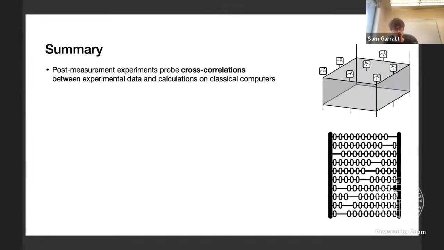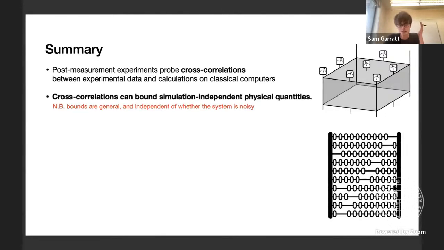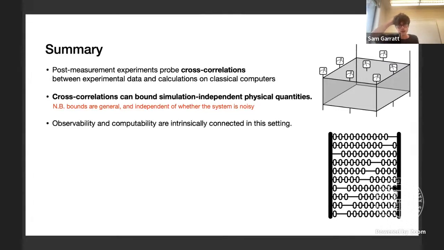Okay, I talked about how if you want to observe the effects of large numbers of measurements, you have to run your experiment in a slightly different way. The things you have access to are cross correlations between experimental data and your classical simulations. The key result of our recent work was to show that you can construct cross correlations in a specific way so that they bound simulation independent physical quantities. In this setting, the ability to observe a phenomenon is tied closely to your ability to simulate it.